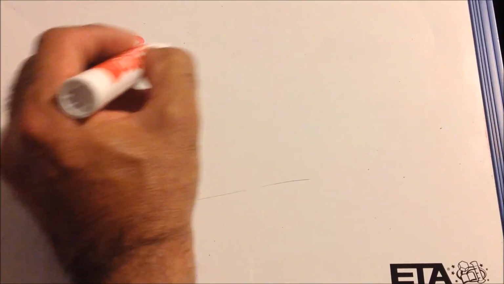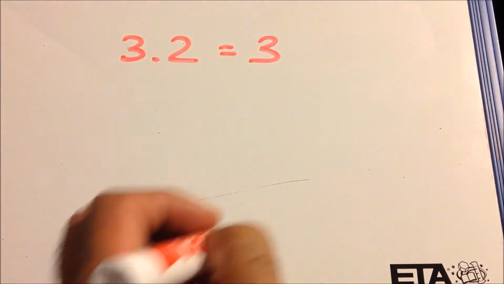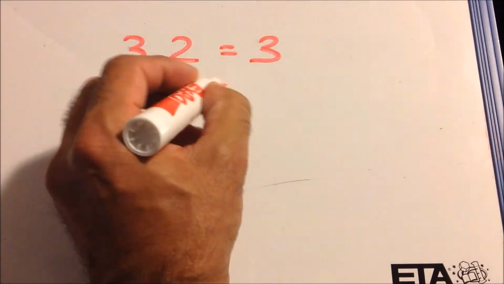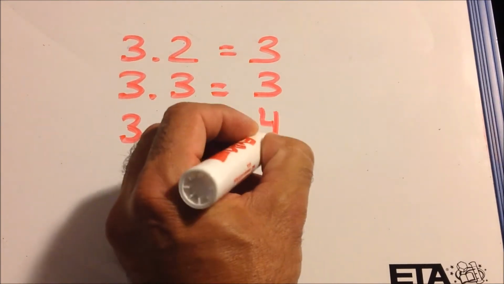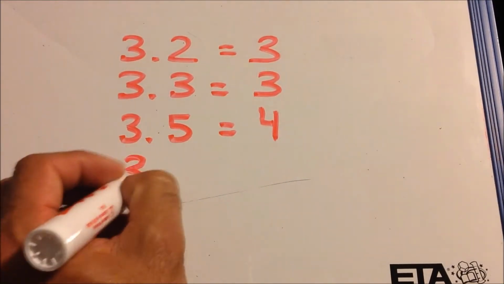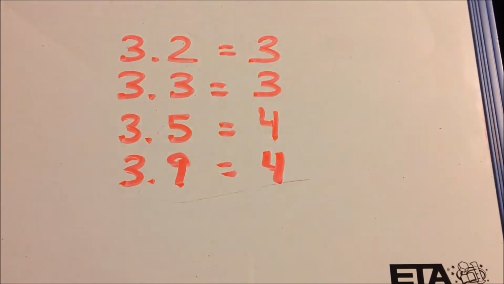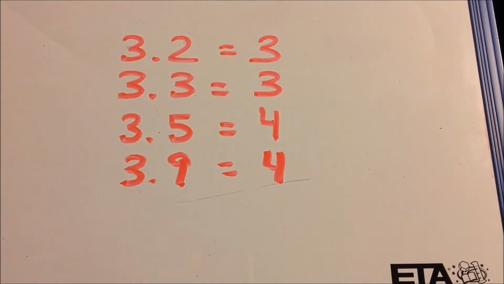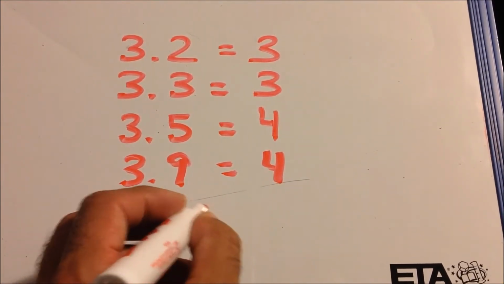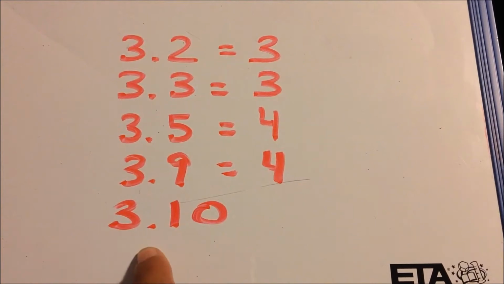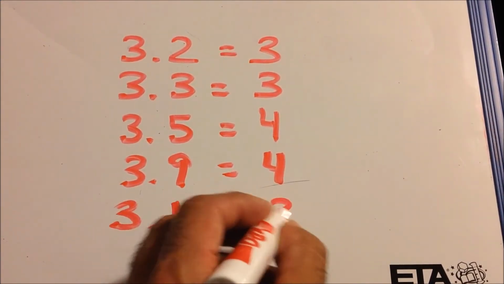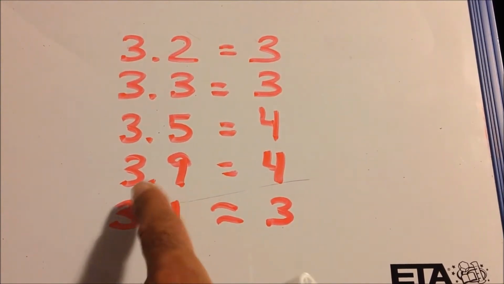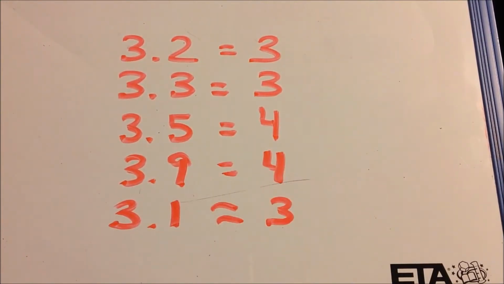So let's look at a few. 3.2 to the nearest whole number is 3. And 3.3 to the nearest whole number is 3. 3.5 to the nearest whole number would be 4. And 3.9, of course, would be 4. And there's no such thing as 3.10. That's just 3.1, which is rounded to 3. So after 3.9, it becomes 4.0, or just 4.